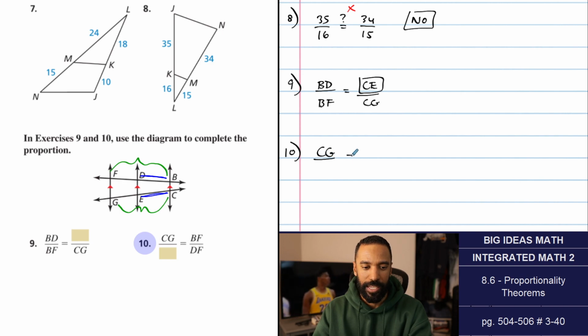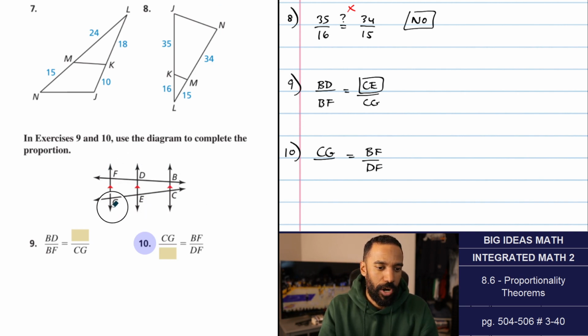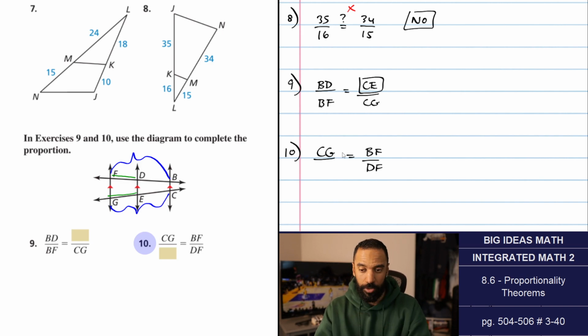over something equals BF over DF. Let's look at what those look like. Let's start with writing what BF over DF looks like. It looks like it's just kind of the opposite. Oh, here we go. BF over DF is on that side. Here's CG on this side. What corresponds with DF on the bottom? EG. EG right here. So that would be an EG value right now.